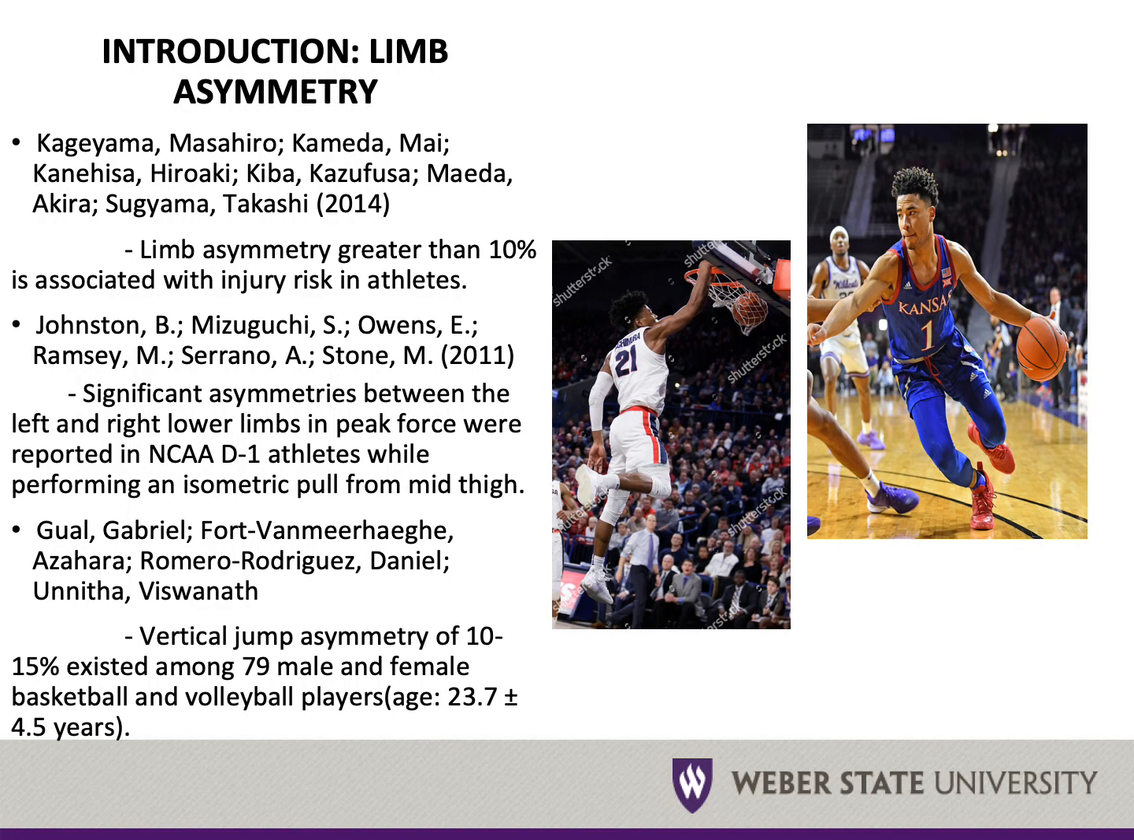A limb asymmetry of 10% or more has been reported to increase the risk of sport-related injury, and it is associated with lower performance. Increased limb asymmetries have been reported in collegiate athletes, but it is unclear if the same magnitude of asymmetry is observed in non-athletes.